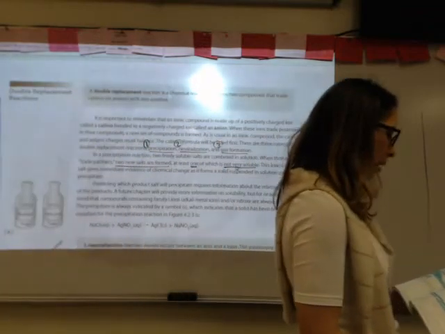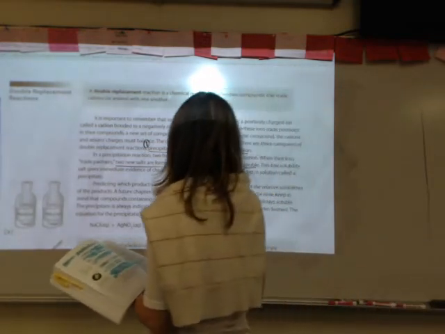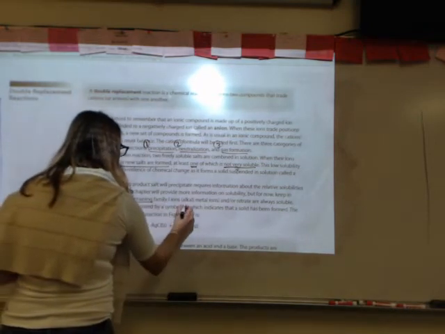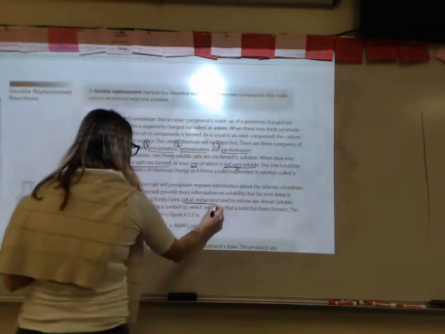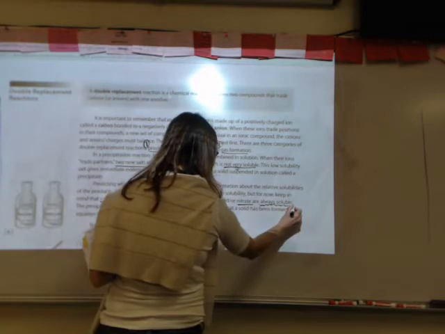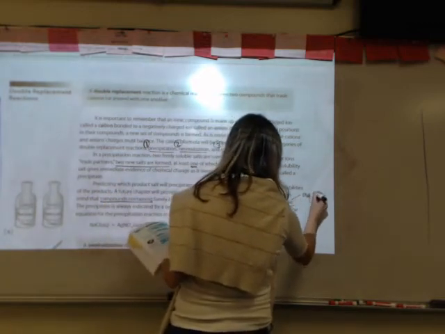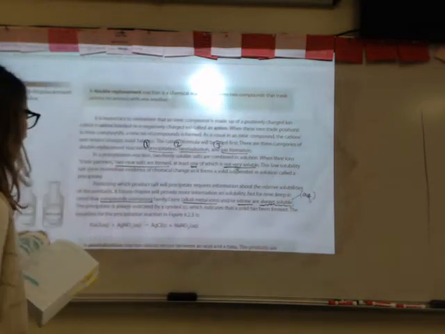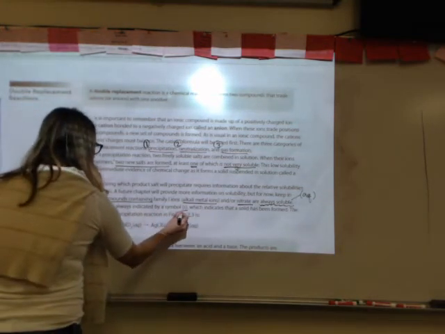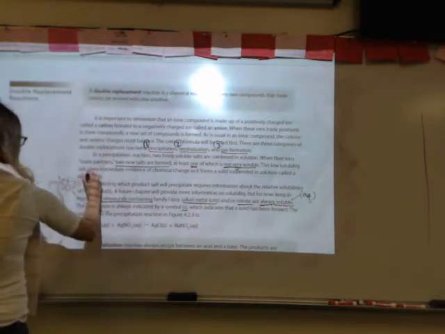We're going to talk more about solubility in a later chapter, but for now, what you should know is that compounds containing the alkali metal ions, which are group 1 ions, and nitrate ions are always soluble. That means they will have an AQ after them because they will be soluble in water. Anything that has low solubility will have a little S after it and will be a solid. Okay, this is on the product side.